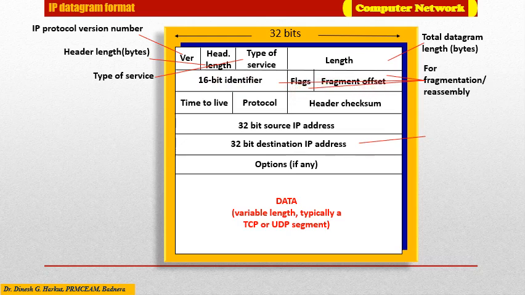The next fields are the 16-bit identifier, flags, and fragment offset. These three fields have to do with so-called IP fragmentation, which we will explore next in depth. Note that the new version of the IP protocol, that is IPv6, does not allow fragmentation at routers.